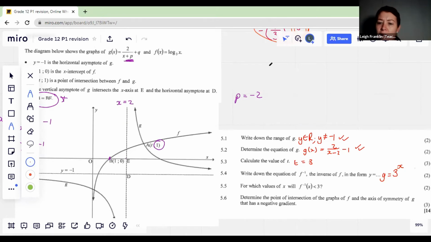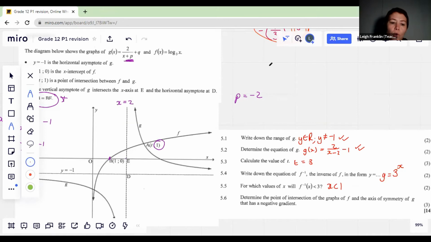Okay, not a problem. All right, so when it came to question 5.5, this is what I got as my answer. I got x is smaller than 1, like that. I hope you guys got the same thing. All right, I thought that question 5.6 would be a little bit more difficult. When they talk about the point of intersection of the graph f and the axis of symmetry of g that has a negative gradient, this is something that you need to learn.